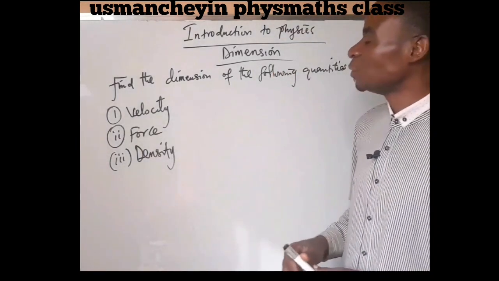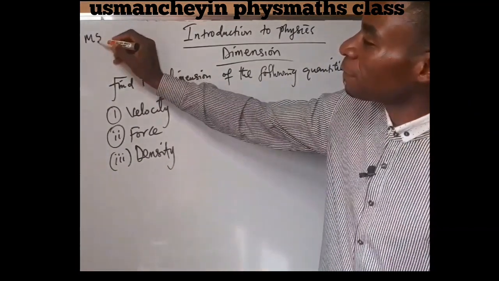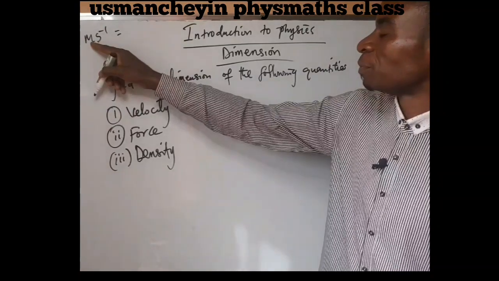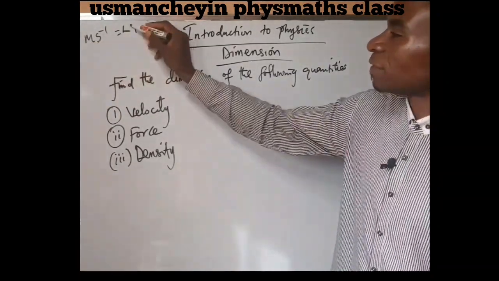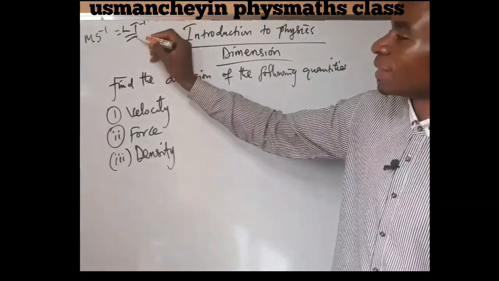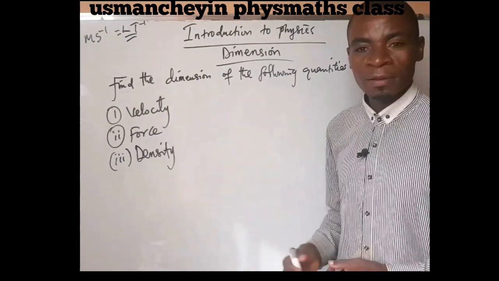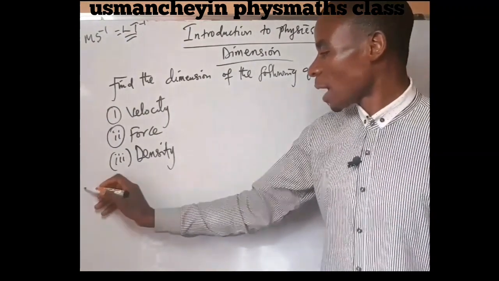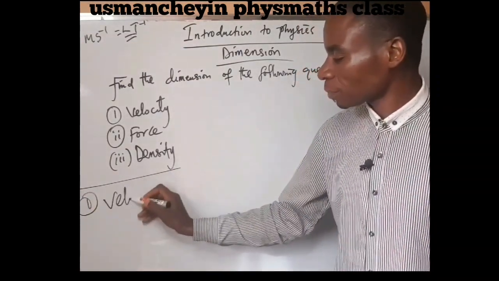We know that the unit of velocity is meter per second, and to look for the dimension, meter is length and time is T raised to the power minus 1, and that is the dimension of velocity. As I said earlier, we'll be using another method. So I will say number 1 is velocity.